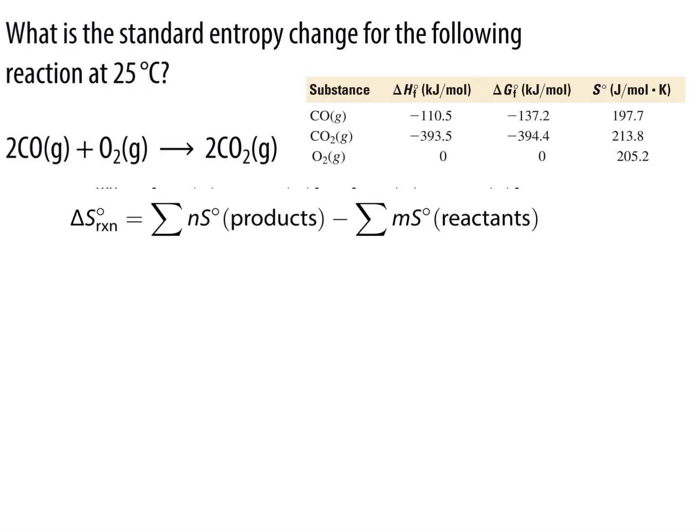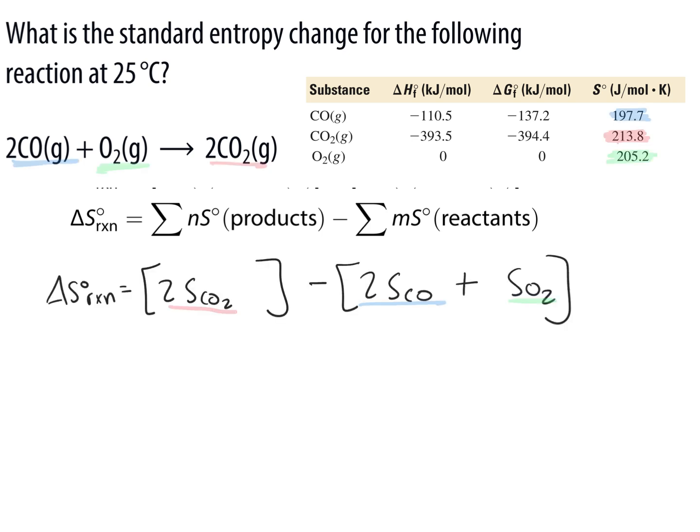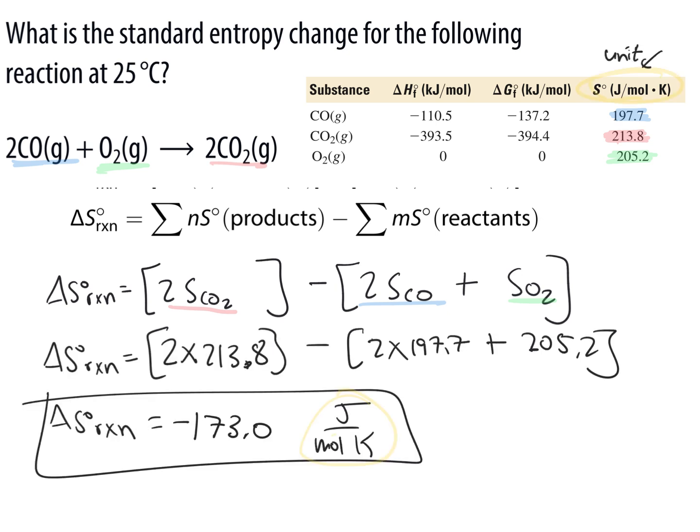To solve this then, I just do products minus reactants. So when we do that, we get 2 times the entropy of CO2, the product, minus the 2 times the entropy of CO, plus the entropy of O2. Note that even though O2 is an element in its standard state, its entropy is not 0. You just have to get it out of the table. Plugging all those values in, we get negative 173.0, and the unit, remember, is joules per mole Kelvin. You can read it right out of the table. In terms of checking our answer, we do have that check that we know when the moles of gas changes, we expect a change in entropy.